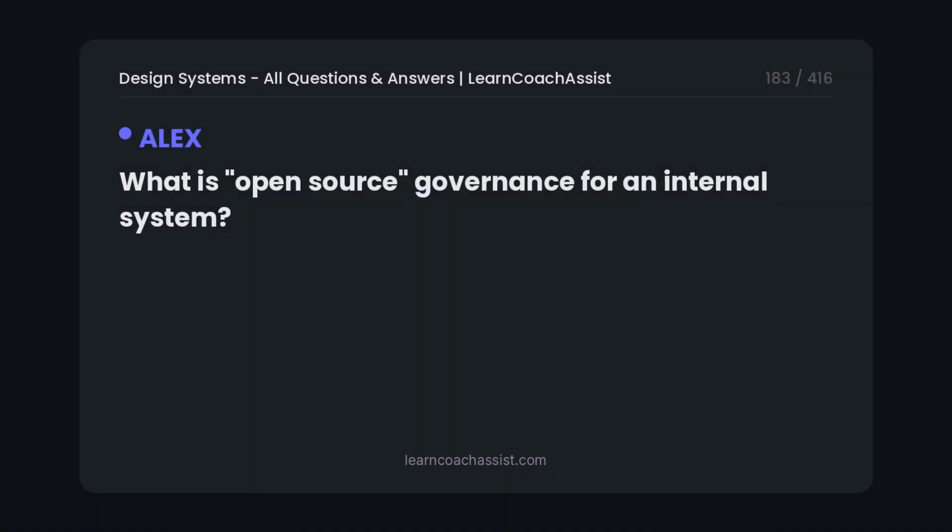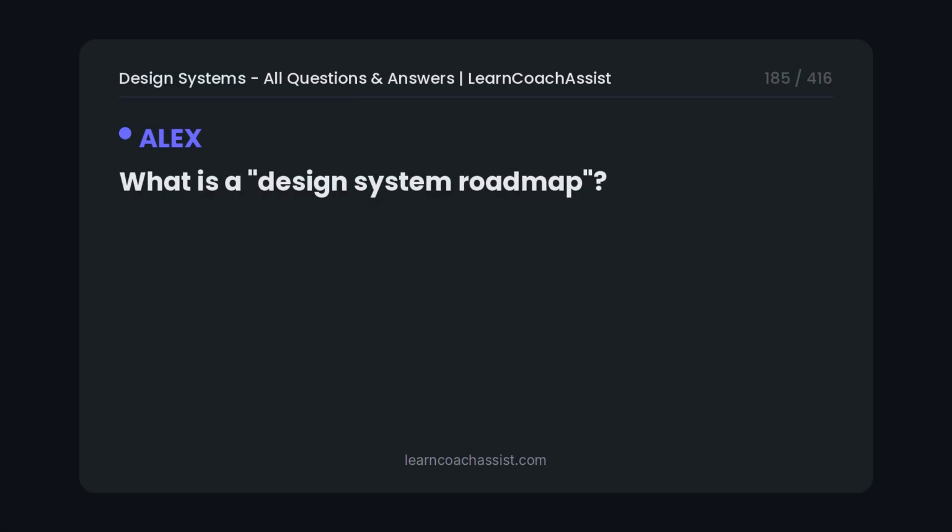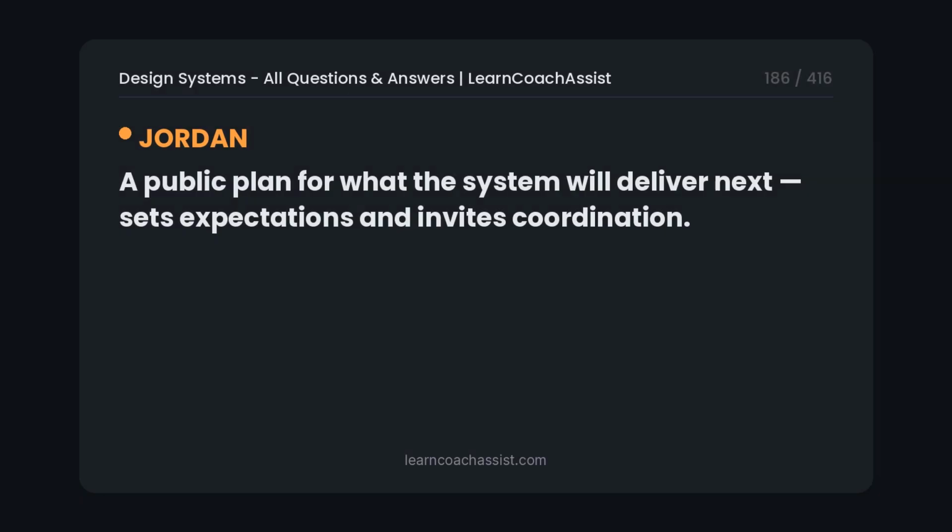What is open source governance for an internal system? Treating the system like an OSS project, PRs, issues, releases, encourages contribution while preserving review. What is a design system roadmap? A public plan for what the system will deliver next, sets expectations and invites coordination.